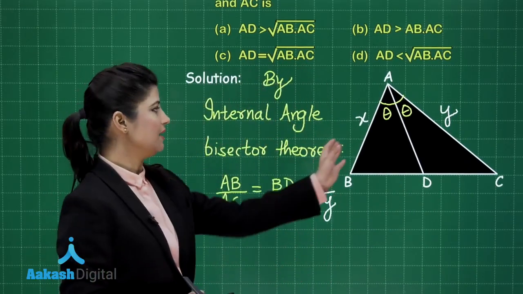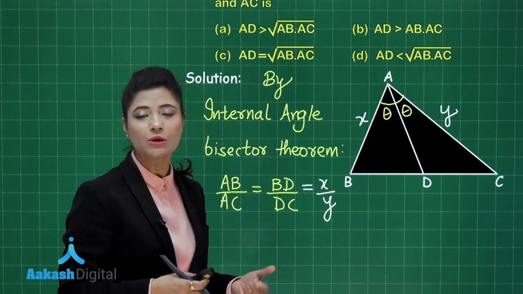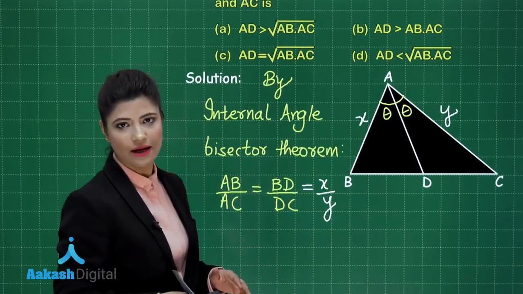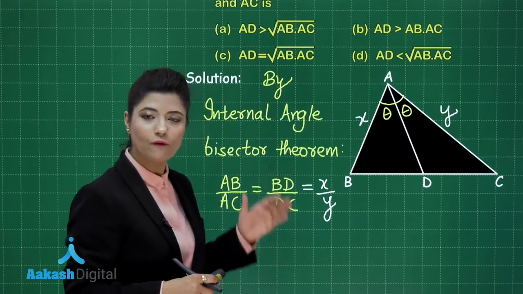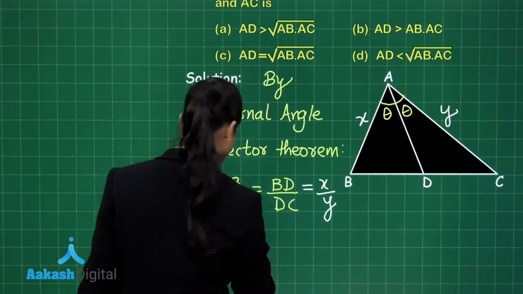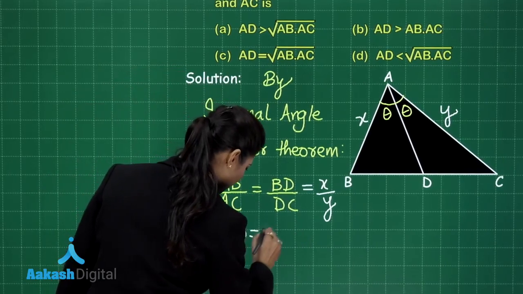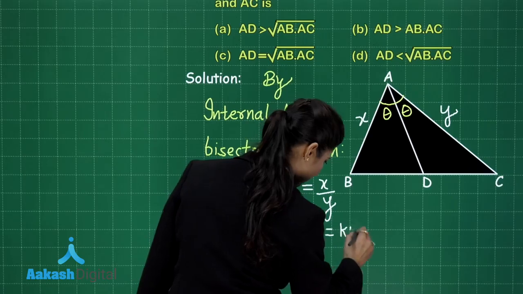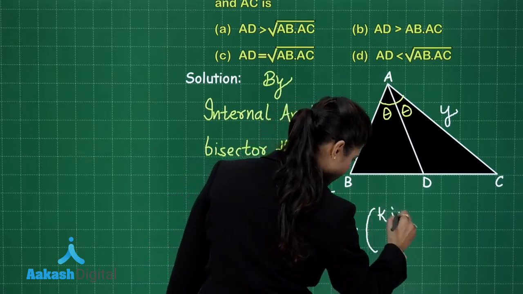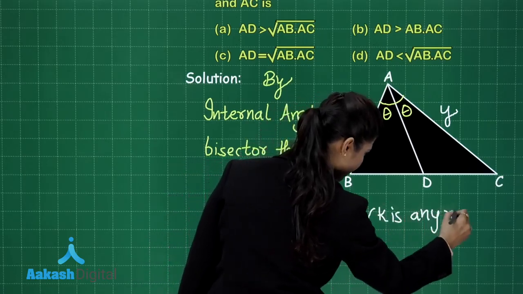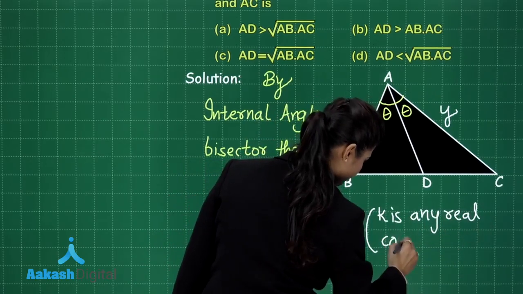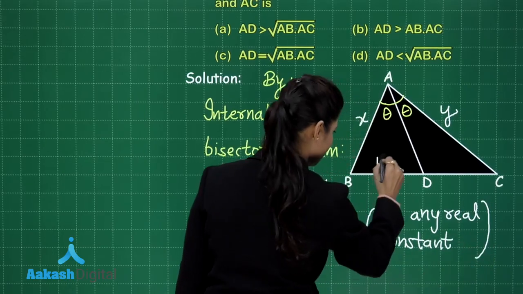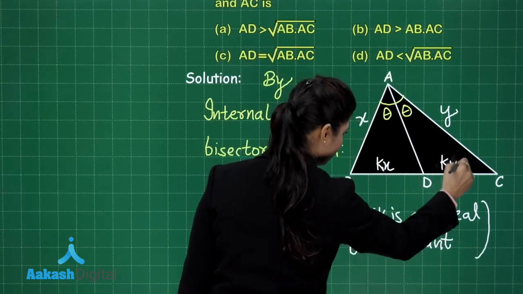As we have taken AB and AC to have the measures x and y, it is not necessary that BD and DC are equal to x and y. They will be in the ratio of x and y. So let's consider that BD is equal to kx and DC is equal to ky, where k is any real constant. So we have here kx, and here ky.